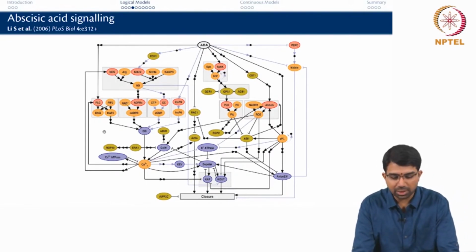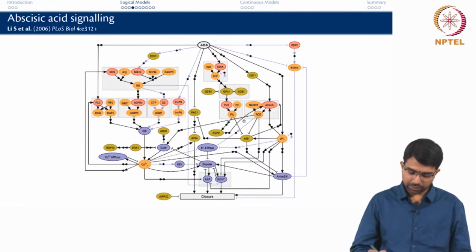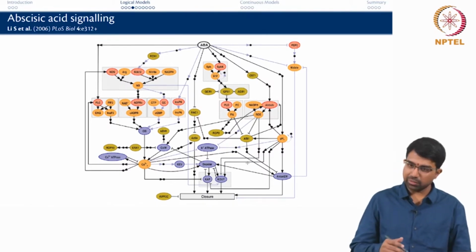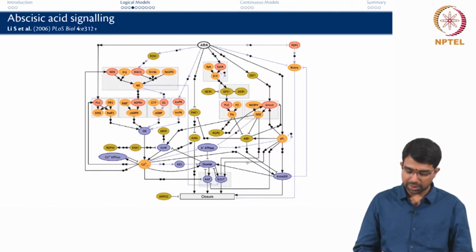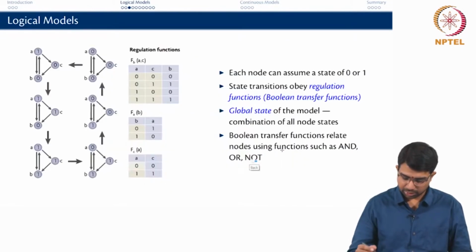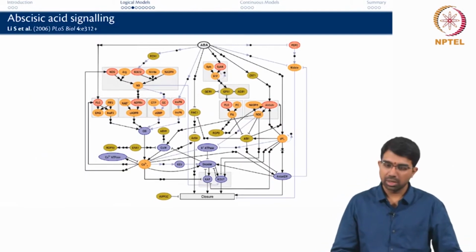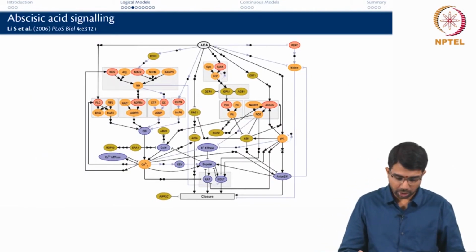So, this looks at abscisic acid signaling. It is an important plant hormone which regulates stomatal closure. So, when does the stomata close, and it is dependent on a complex regulatory network that involves several different proteins and their states and so on. And so, you have some inhibitions, some activations, some complexations, so on and so forth, right. So, you have a pretty complex system. So, how do you model these?